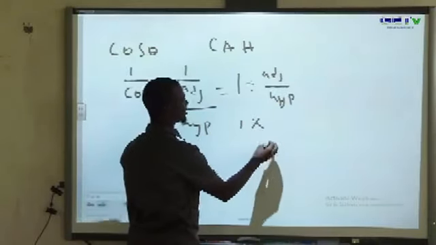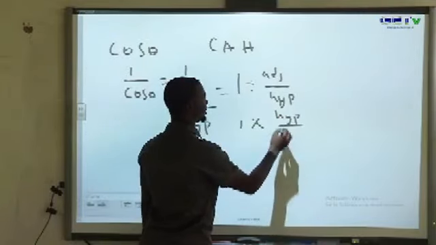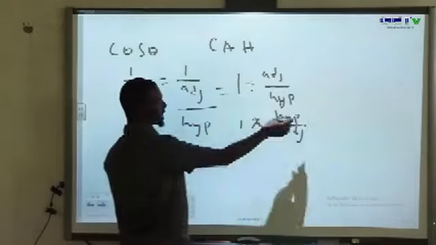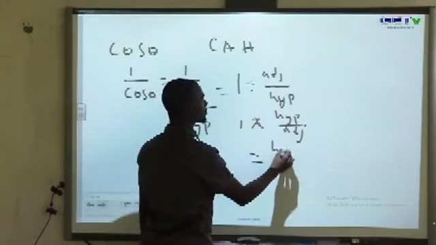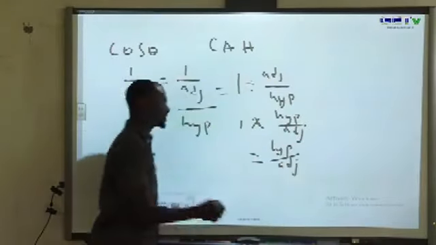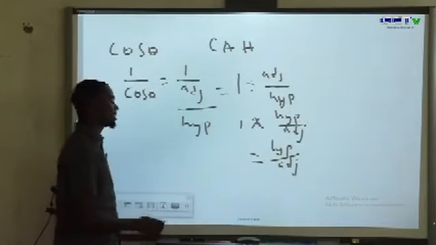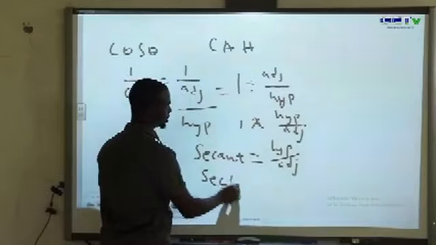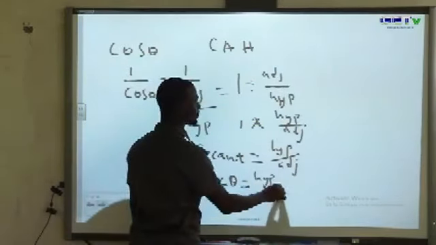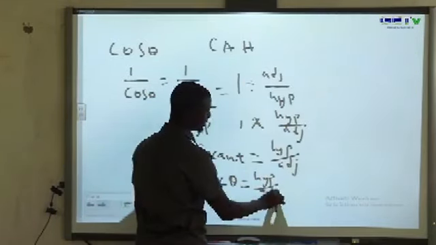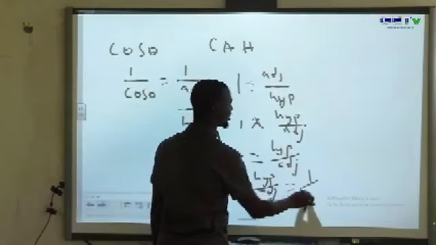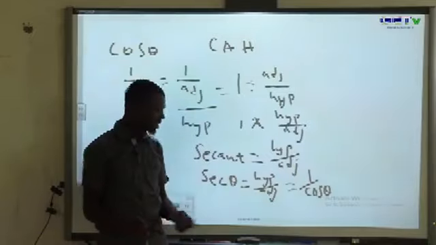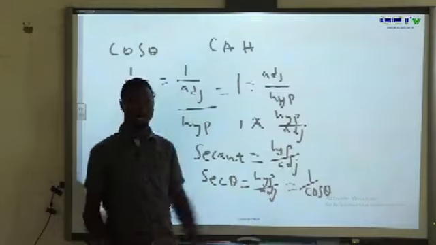If you change division to multiplication, this will give you 1 times hypotenuse over adjacent. You have to switch it, inverse the fraction, if you change the division to multiplication. And 1 times hypotenuse over adjacent will give you hypotenuse over adjacent. This also has a name, the reciprocal of cos. It is called secant, and the short form of writing secant is sec. So sec theta is equal to hypotenuse over adjacent, which is the same as 1 over cos theta.